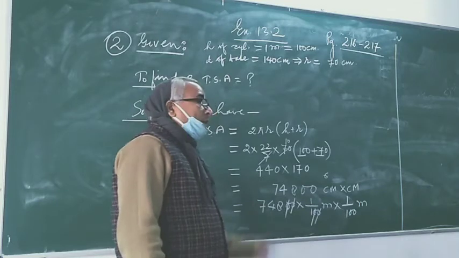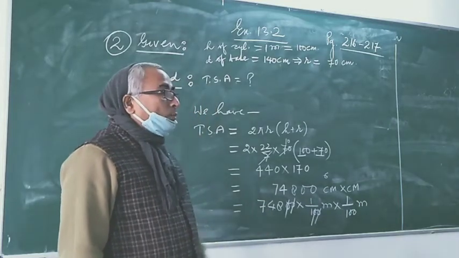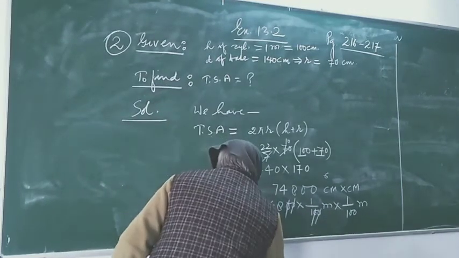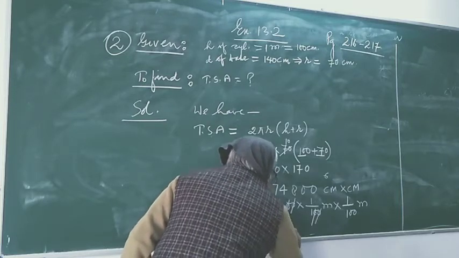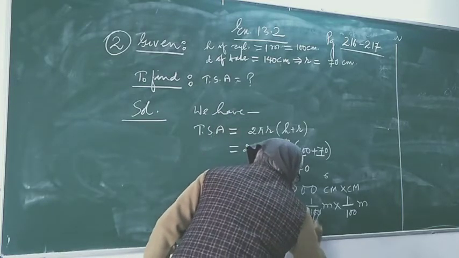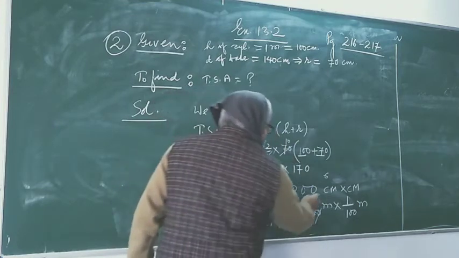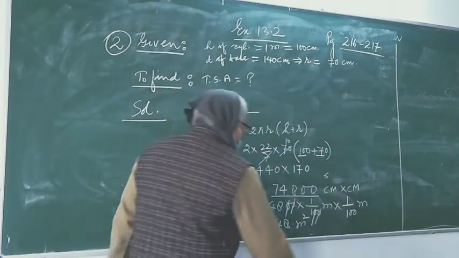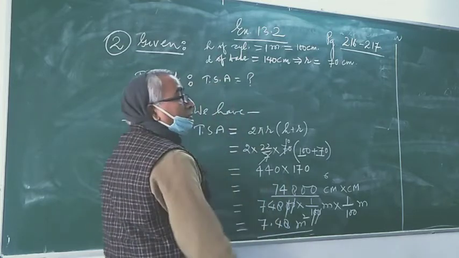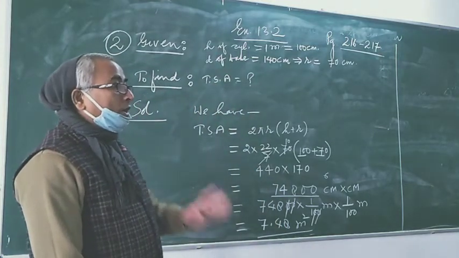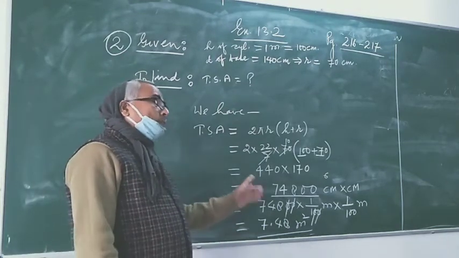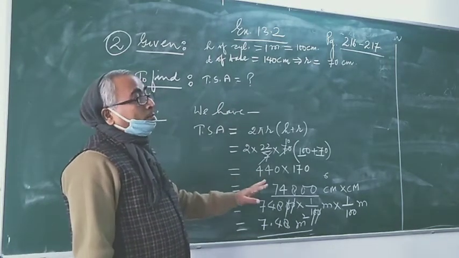So this will be converted into decimal. In decimal form, this will come as 7.48 square meter. Either 74800 square centimeter or this much, 7.48, in square meter. Both the answers are correct. In the question it is not given whether to find the result in square centimeter or square meter.